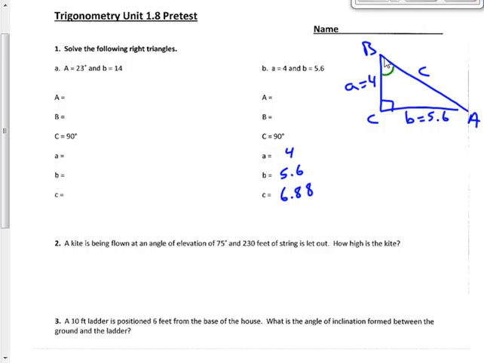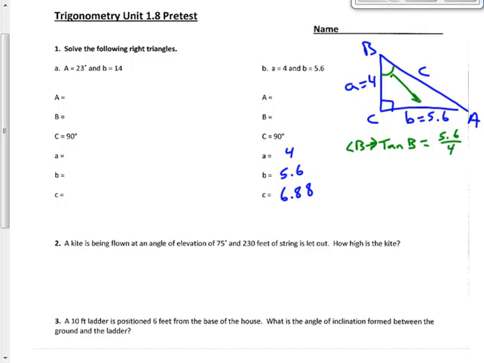If I need to find angle B, I'm going to have angle B here that I'm looking for. I have some information from angle B. I have the opposite and I have the adjacent. So I can say that the tangent of angle B is equal to 5.6 over 4.